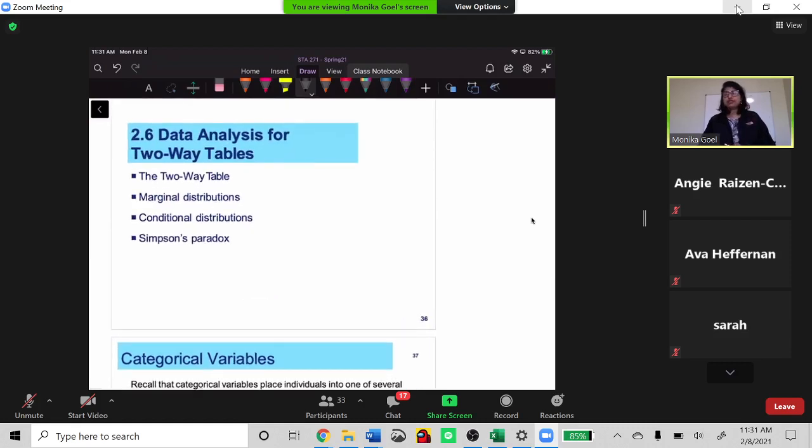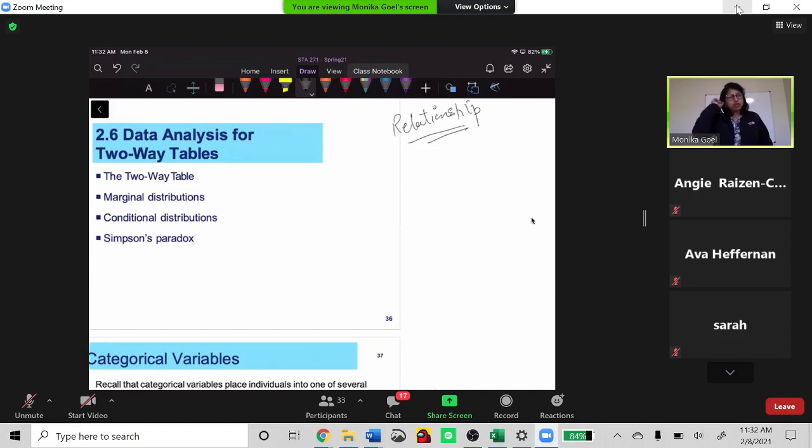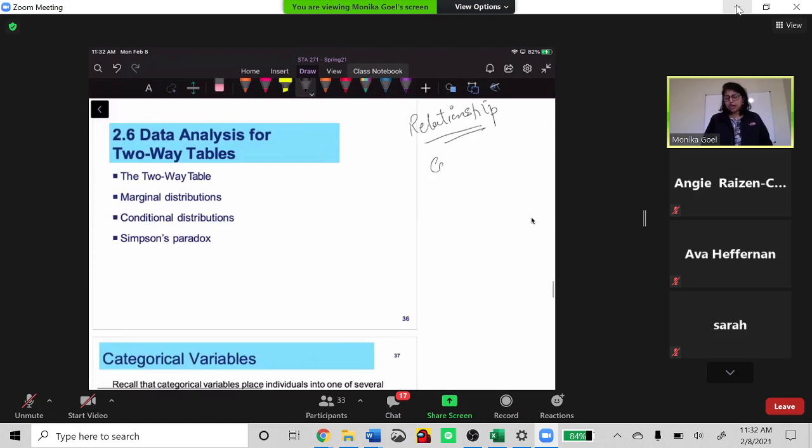2.6, data analysis for two-way tables. In the beginning of the chapter, we talked about when to use or what to use when we are looking at the relationship of the bivariate data set. So when we know our bivariate data set is quantitative, when we talk about numerical variables, then we use correlation and regression. But when our data set is categorical, we can make a scatter plot, but that scatter plot does not give us any relationship between two categorical variables. So what to do? Then we use two-way tables to look at the relationship between two categorical variables.